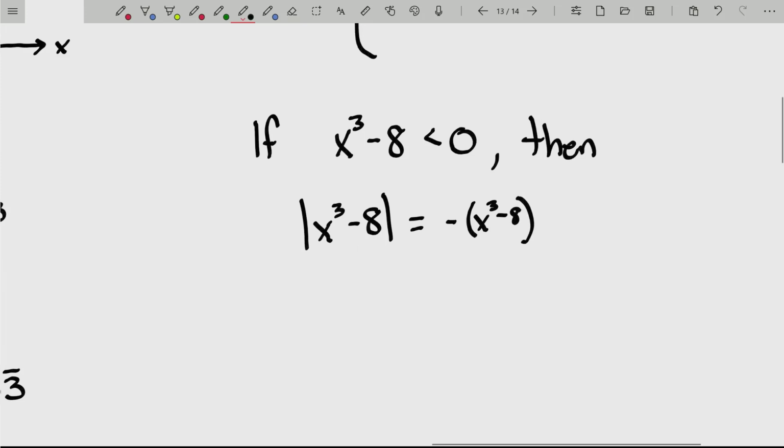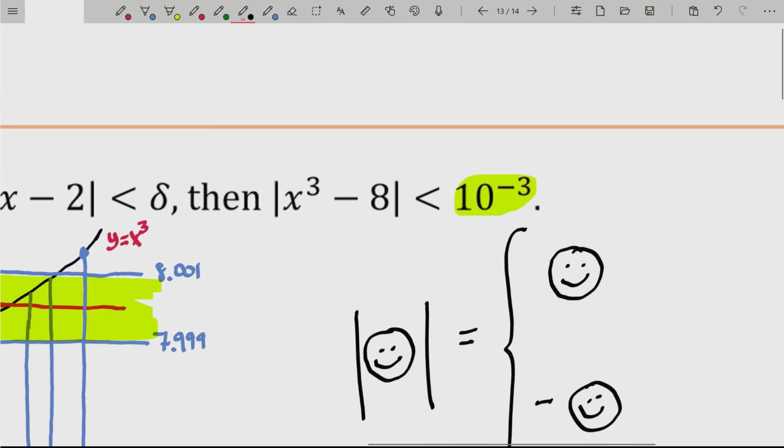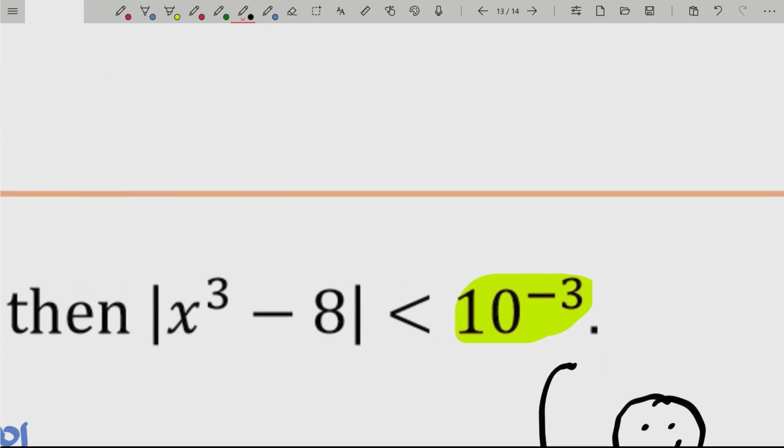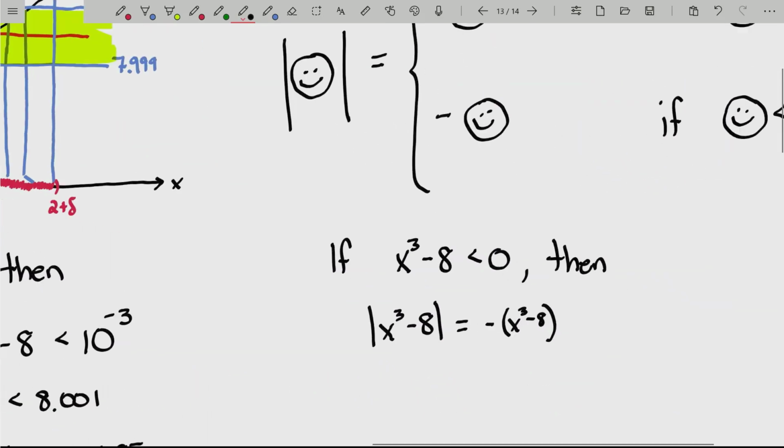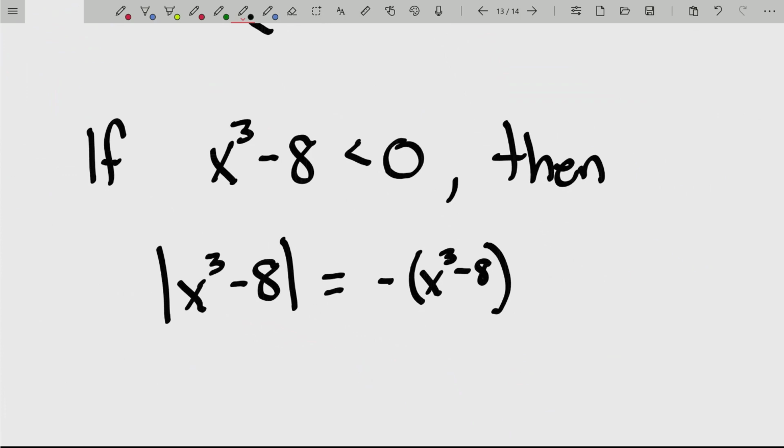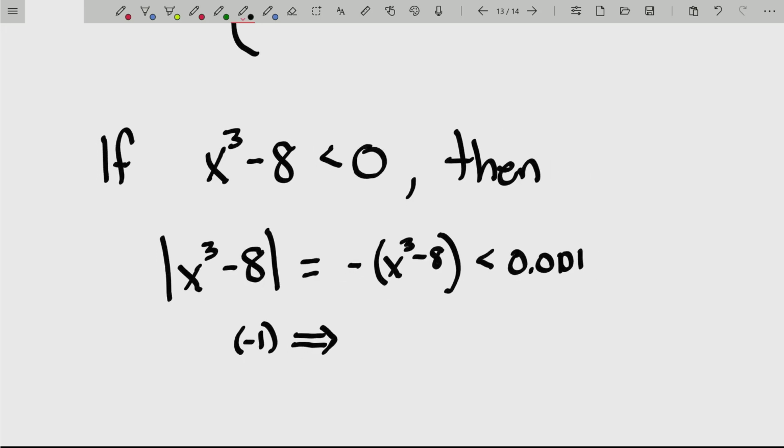And remember, what we know about the absolute value is that it's less than 10 to the negative third. So I'm going to go ahead and say this absolute value right here, which is equal to negative the quantity x cubed minus 8, must be less than 10 to the negative third. Now what I'll do is I'll multiply both sides by negative 1. Or you could distribute the negative. It doesn't really matter, same thing, right? So I get that x cubed minus 8 is now greater than negative 0.001. I'll add 8 to both sides.